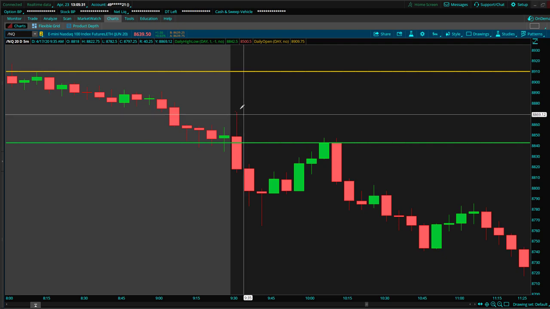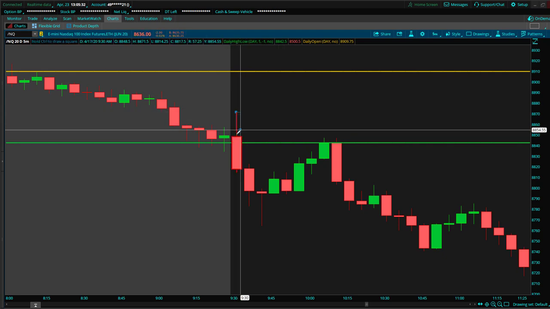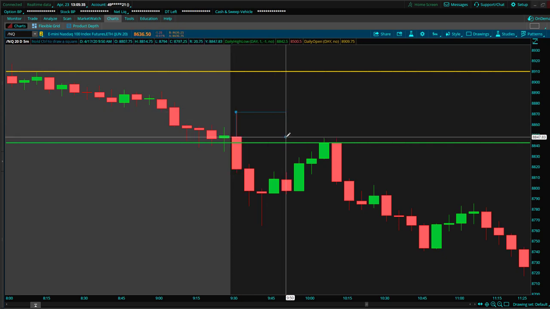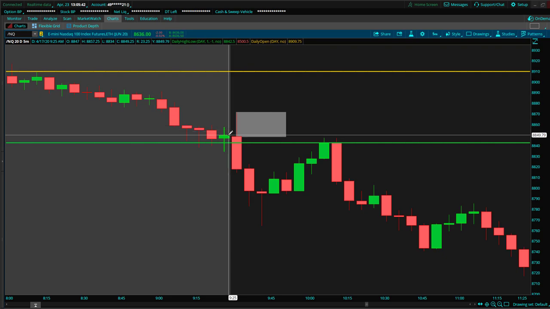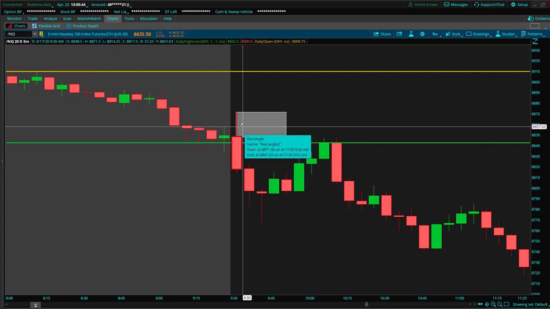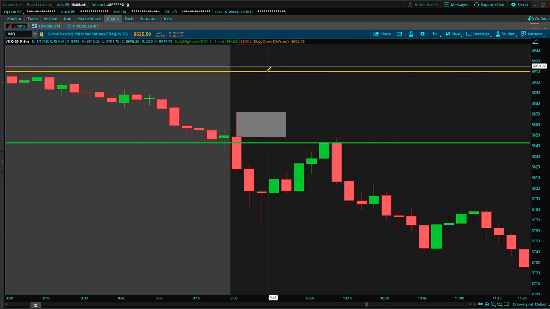Now, it didn't get very far at all. You can see that from the place it opened to the place that it turned around was not very far. It resolved the gap very quickly, and it indicated very quickly that it was not interested in closing the gap at all.